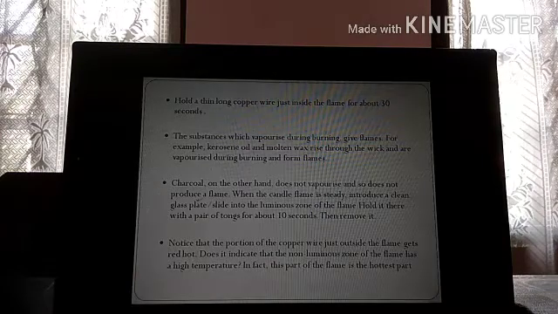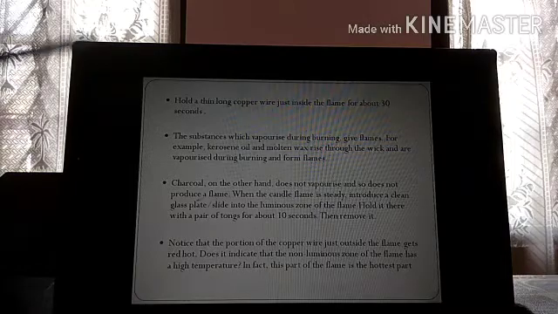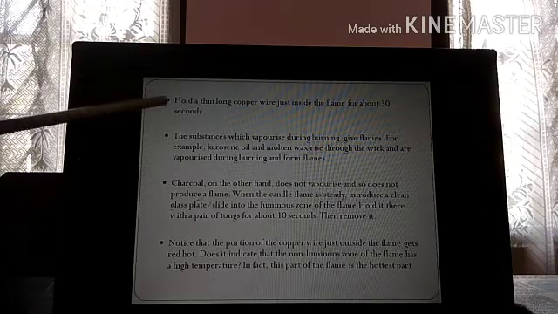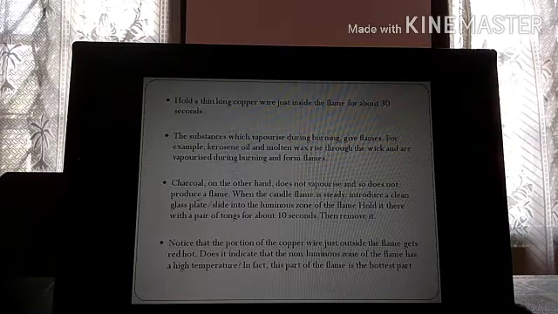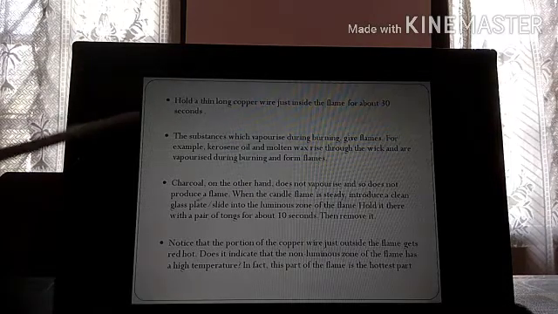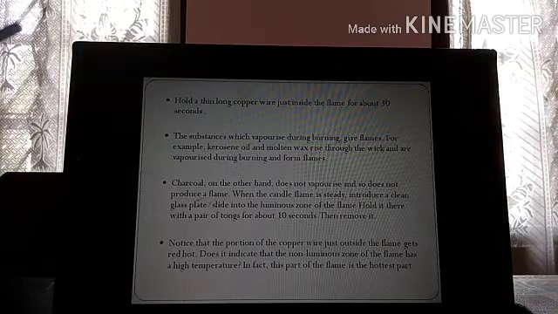So we were in this slide in the last class. What happens when we hold a thin long copper wire inside the flame for about 30 seconds? When you hold something inside the flame, as I told you, inside the flame it is not that hot, but the outermost zone of the flame is hot. Metals are very good conductors, so if you hold a copper wire, then it will become red hot.